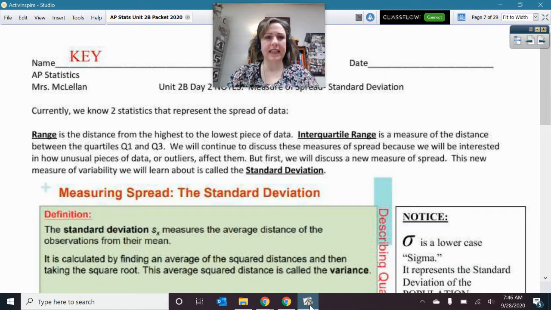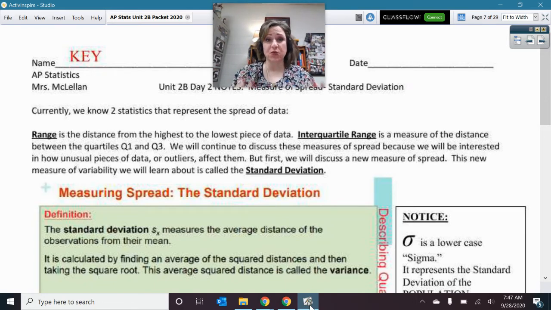All right, we're going to go ahead and begin our notes on standard deviation. One of the most critical and most important aspects of all statistics, okay? So it's very, very important that we really understand what this concept called standard deviation is. All right.